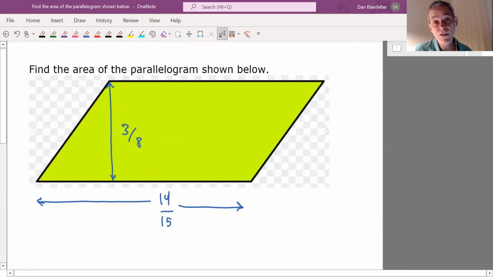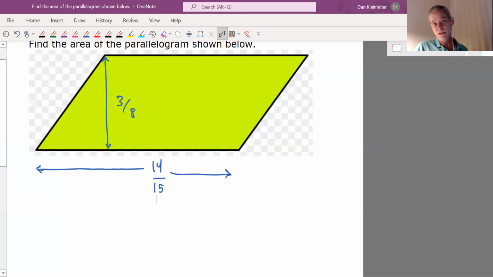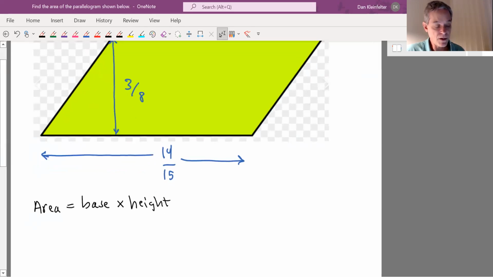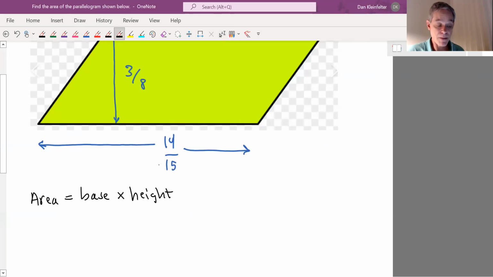For the next one, we want to find the area of this parallelogram, which is shown here. So remember that the formula for the area of a parallelogram was the same as the area of a rectangle. So it's just the base times the height. Okay, so this will be the base, I guess, is the 14/15, times the height, which is 3/8.